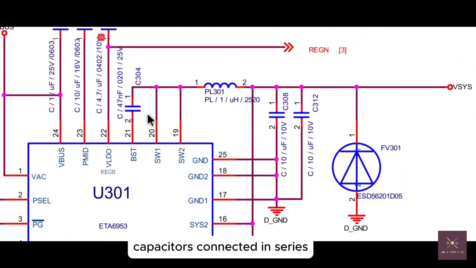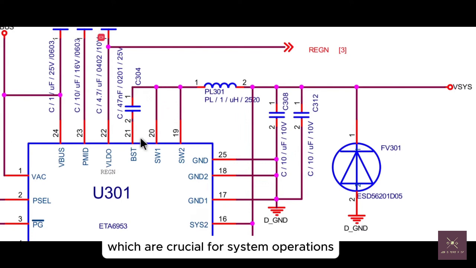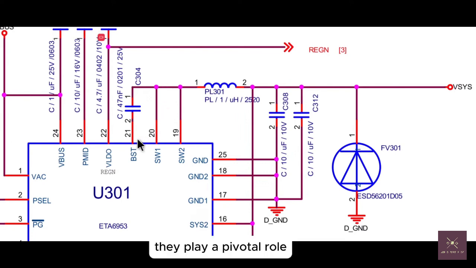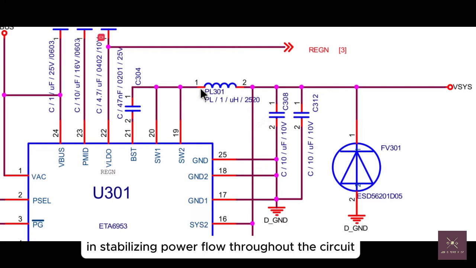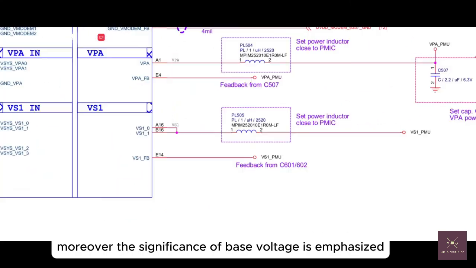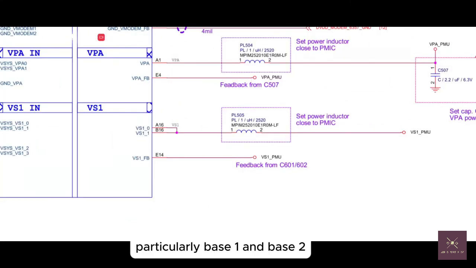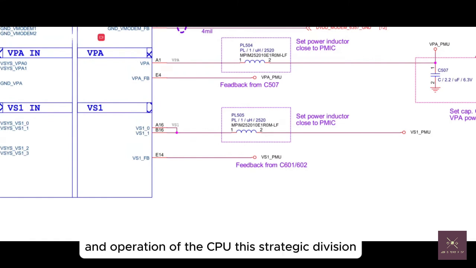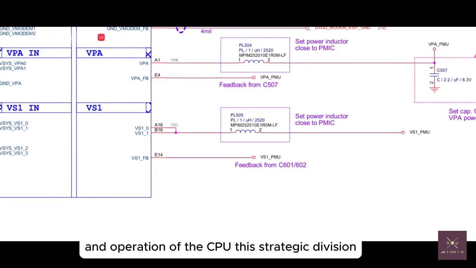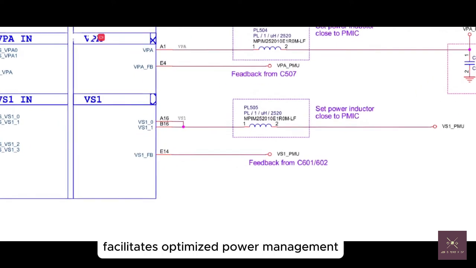Capacitors, connected in series, significantly influence voltage levels, which are crucial for system operations. They play a pivotal role in stabilizing power flow throughout the circuit. Moreover, the significance of base voltage is emphasized, particularly base 1 and base 2, which are essential for the efficiency and operation of the CPU. This strategic division facilitates optimized power management.